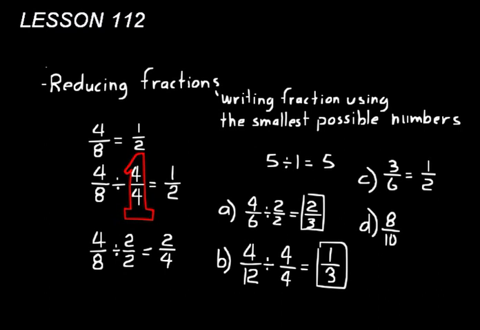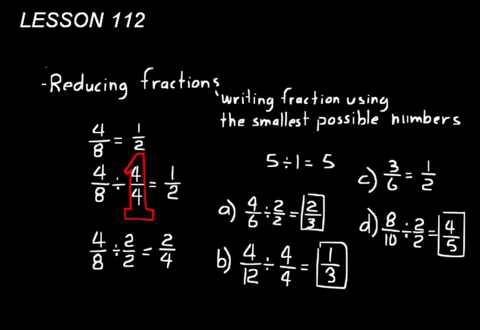Let's do one more. Look at D, 8 over 10. What can we divide above and below by the same number there? Well, they're even numbers. 8 and 10 are even numbers, so let's start with 2. That's an equivalent fraction of 1. 8 divided by 2 is 4. 10 divided by 2 is 5. And then we can't get any smaller than that, so that's our reduced form, 4/5.